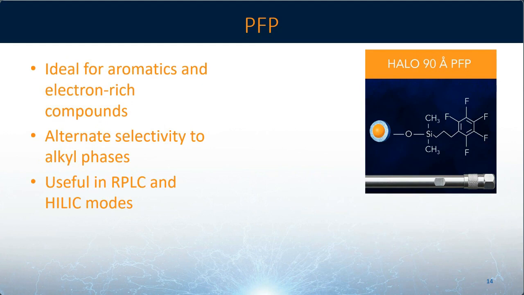For this separation, we use the PFP, and it is ideal for aromatics and electron-rich compounds. It has an alternative selectivity to alkyl phases, and it's useful in both reverse phase and in HILIC modes. And how do the C18 and the PFP compare? Well, they offer complementary reverse phase selectivity. For example, the C18 separates primarily based on the differences in the analyte hydrophobicities, whereas the PFP separates based on a complement of aromatic, hydrophobic, and polar selectivity. So there's three mechanisms of action that are operating in the PFP, which gives you a lot of options for your separation.